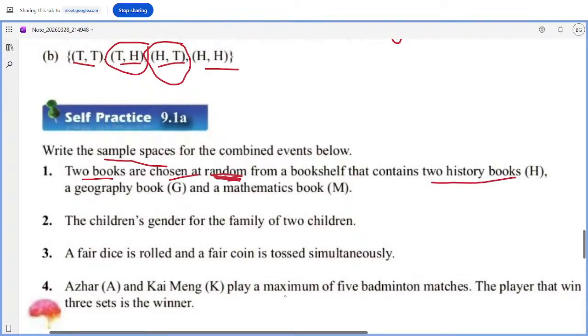Okay, so now 2 history books, a geography book, and a mathematics book. Okay, you can use the symbols H, G, and M, like what the question says. Okay, so how many sample spaces, guys? May I know? Totally. You can use the multiplication rule also here, guys. You don't need to list down one by one. If you use the multiplication rule, you can tell me how many sample spaces you can find from here. Any idea? Just tell me the number only.